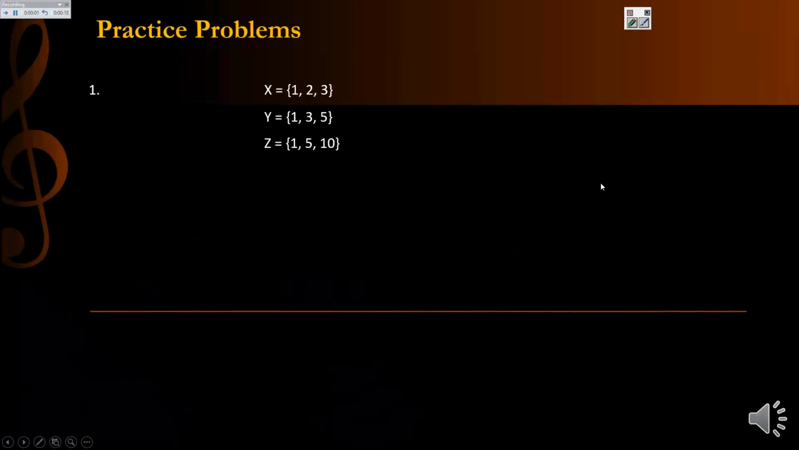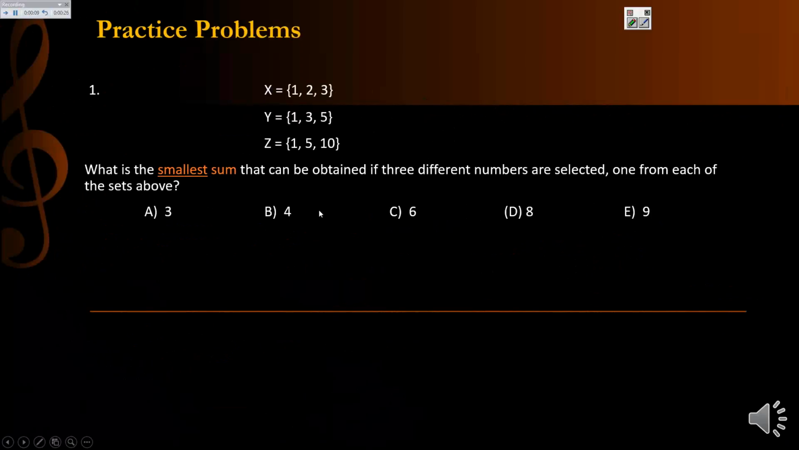Let's look at some problems. We have set X, which is comprised of 1, 2, 3, set Y is 1, 3, 5, and set Z is 1, 5, 10. What is the smallest sum that can be obtained if three different numbers are selected, one from each of the sets above? Alright, well, if we started here and we used 1, then we can't use 1 here, so we'd have a 3, and we can't use 1 there, so we would have a 5.